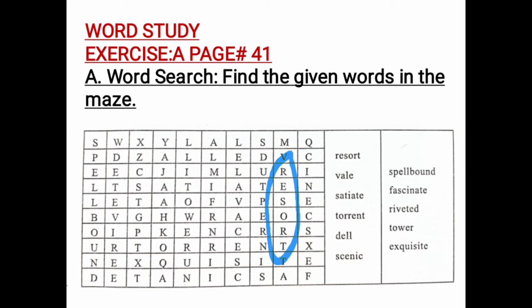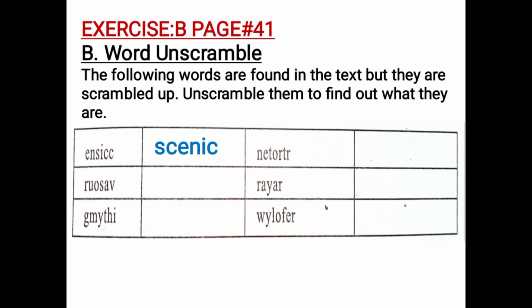Now we are moving on to the next exercise. Exercise B, page number 41. In this exercise, the words have been jumbled up. The spellings of the words have been scrambled up. What you have to do is unscramble them and write the correct spelling of the words.